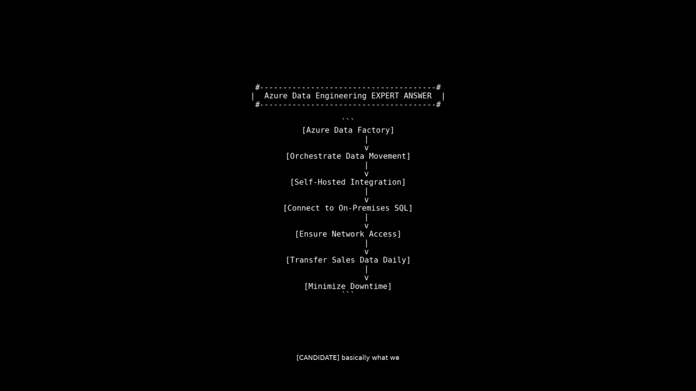Yeah, sure. So basically what we did was use Azure Data Factory to orchestrate the data movement. We set up a self-hosted integration runtime to securely connect to the on-premises SQL Server. The key thing is ensuring that the integration runtime is properly configured for network access. In one of my past projects, we needed to transfer large volumes of sales data daily, and one challenge was minimizing downtime during the data transfer process.